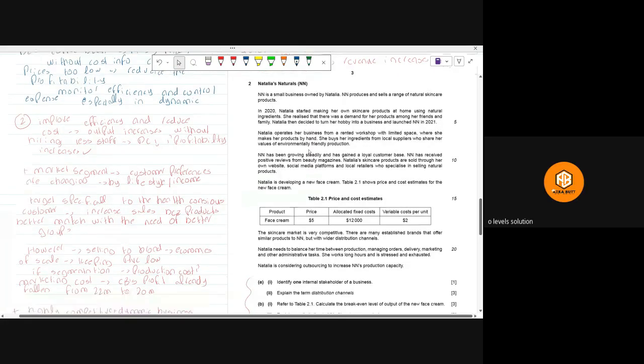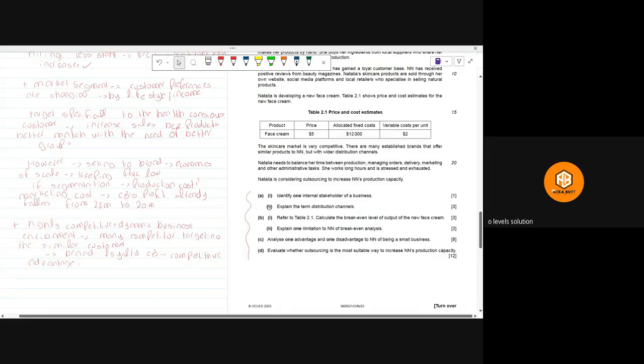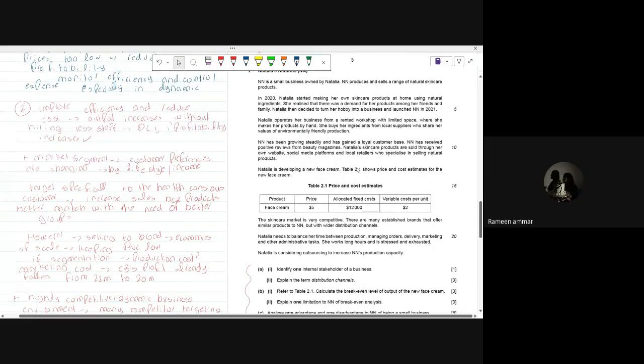One second, one second. First of all, as you can see, we have the first question. They are saying identify one internal stakeholder for the business. So we just need to identify. It is too easy. Like, what internal stakeholder? We can say owner is one stakeholder, and in the case study, which is within the business.